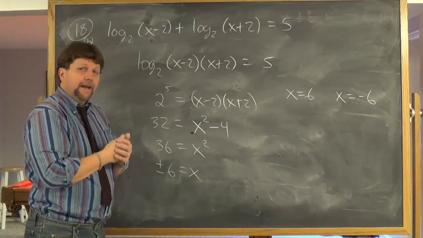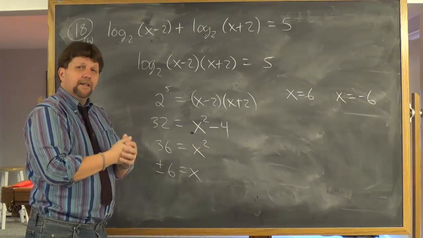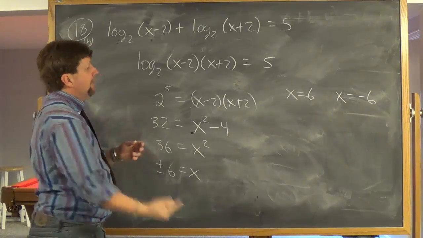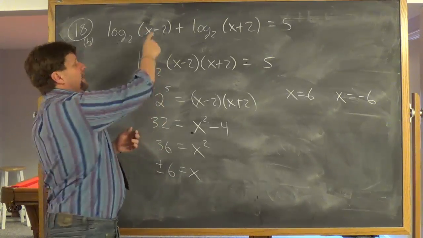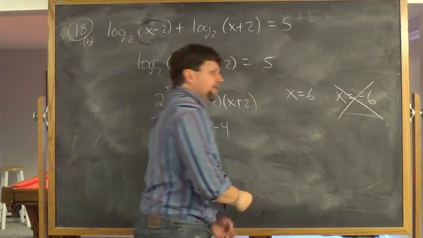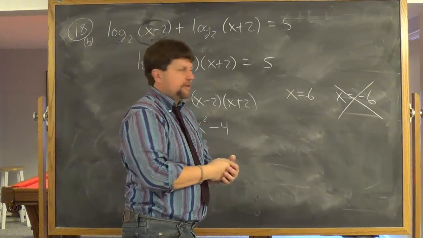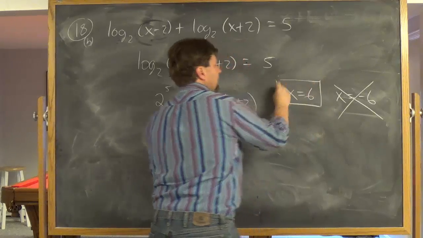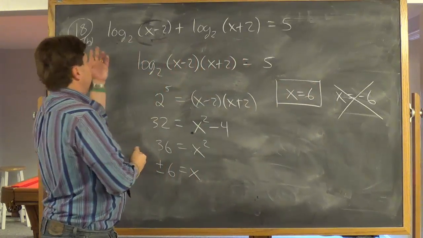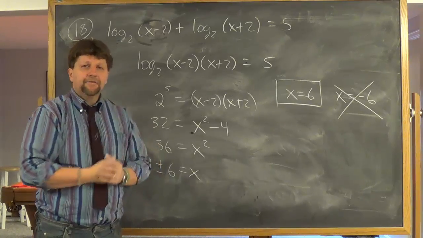That's right, you cannot take the log of a negative number. So since you can't take the log of a negative number, and when we put negative 6 in here for x, we got a negative number, that is not a solution. It's called an extraneous solution. It's a bogus solution. This is the only solution for number 18, part B. And that's it for 18.